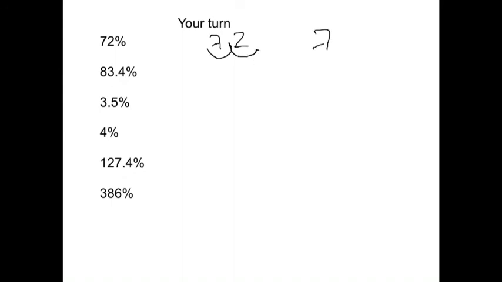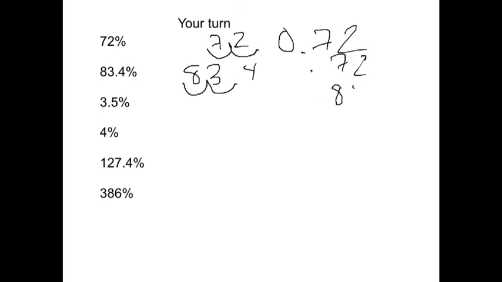So if I had 72%, drop the percent sign, replace it with the decimal, move it 2 places to the left, 0.72. I could also put a 0 there. So it's either .72 or just 0.72, your choice. 83.4%, drop the percent sign. There's a decimal already there. Move that existing decimal 2 places to the left. 0.834. 3.5%. Drop the percent sign. There's a decimal there. 2 places. Fill in the loop-de-loo with the 0.